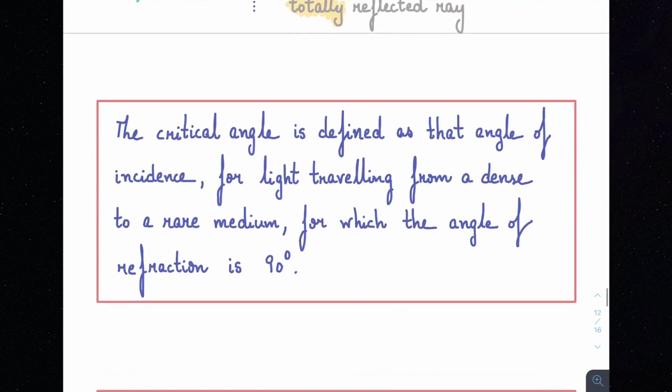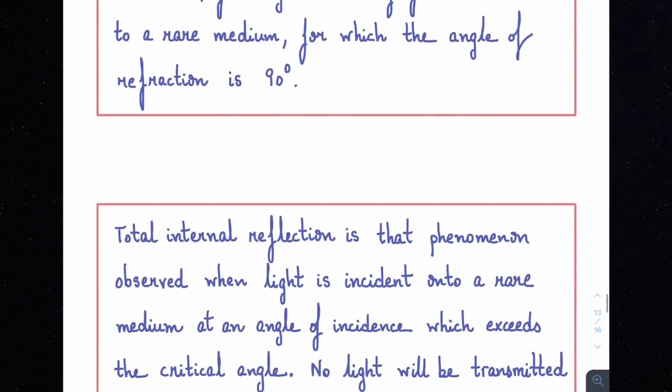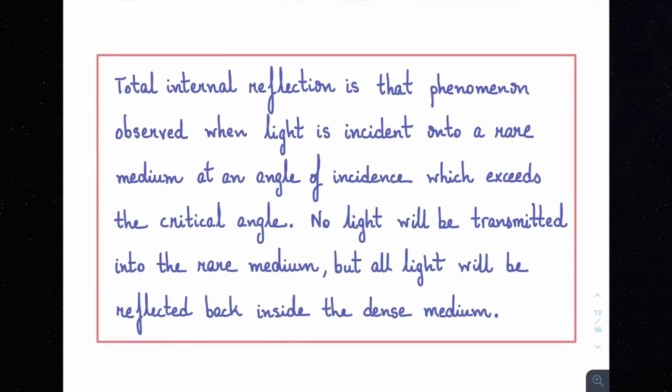The critical angle is hence defined as that angle of incidence for light traveling from a dense to a rare medium for which the angle of refraction is 90 degrees. In fact, it also marks the onset for total internal reflection. So, as we're saying, total internal reflection is that phenomenon observed when light is incident onto a rare medium at an angle of incidence which exceeds the critical angle. No light will be transmitted into the rare medium, but all light will be reflected back inside the dense medium.